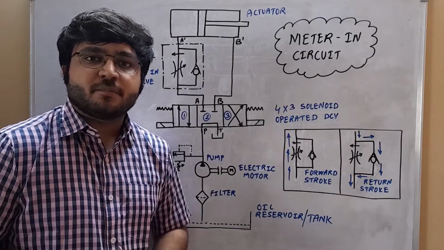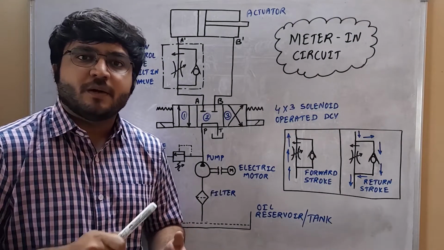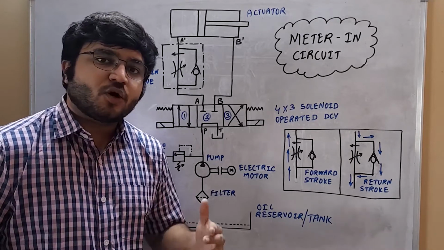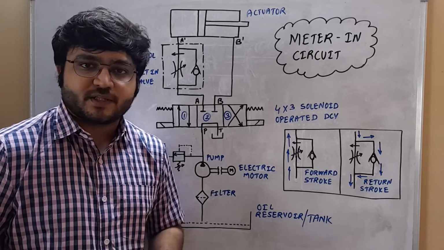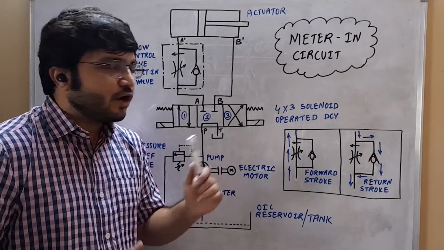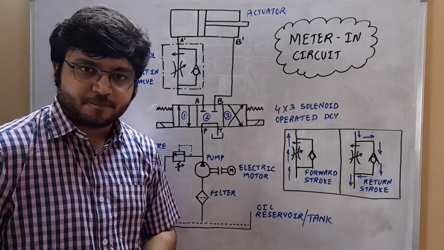Any hydraulic system consists of a few common parts such as oil reservoir, filter, pump, pressure relief valve, control valves and actuator. When these components are connected in a particular sequence one after the other, it produces a hydraulic circuit. So today we are going to see the very first hydraulic circuit, which is called the meter in circuit.